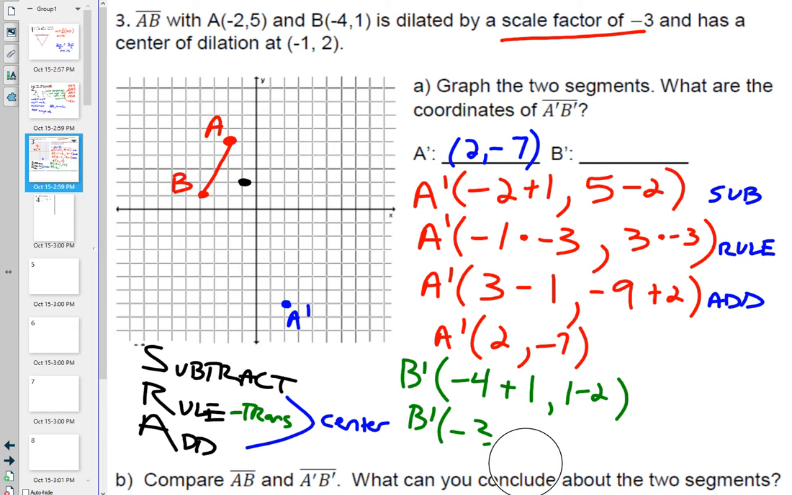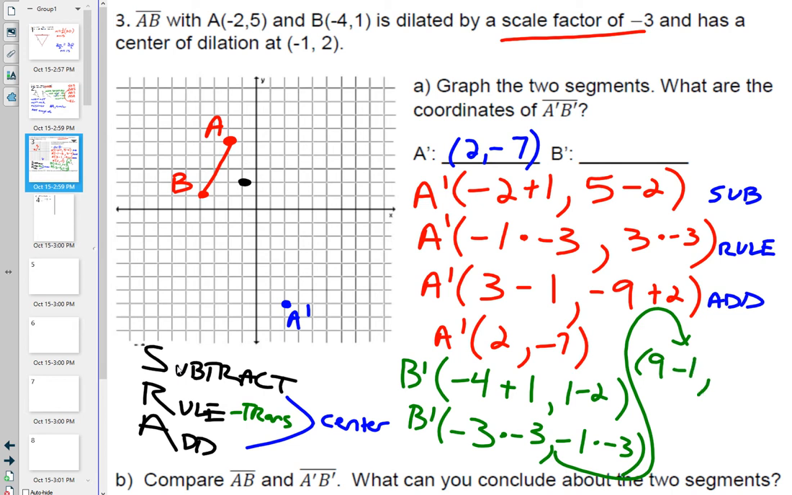Let's go ahead and do that. So I get negative 3 first for x, and then I'm going to apply the rule, which is times negative 3. I get a negative 1 for y, then I apply the rule, times negative 3. I'm running out of space, so for the last step, negative 3 times negative 3 is 9. And then I'm going to add back the center. So plus a negative 1 is the same as minus 1.